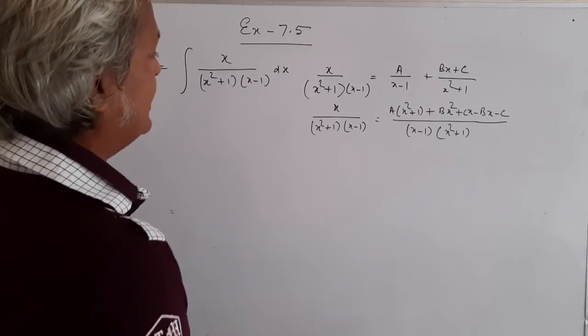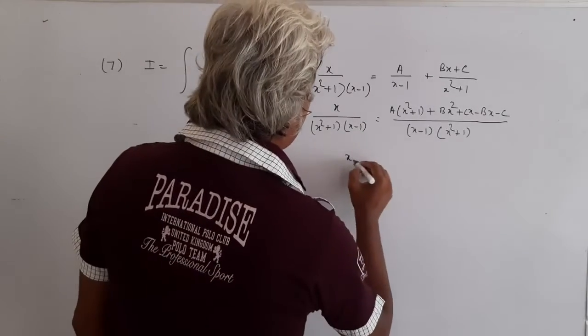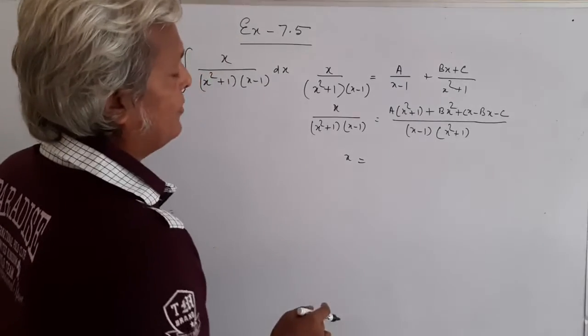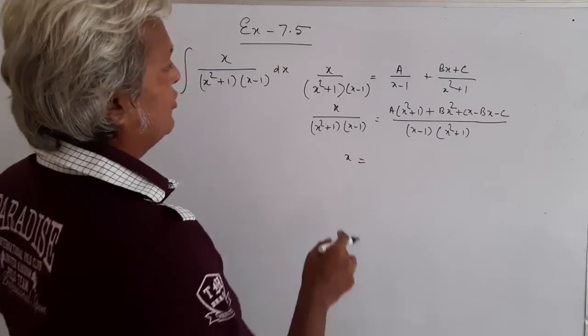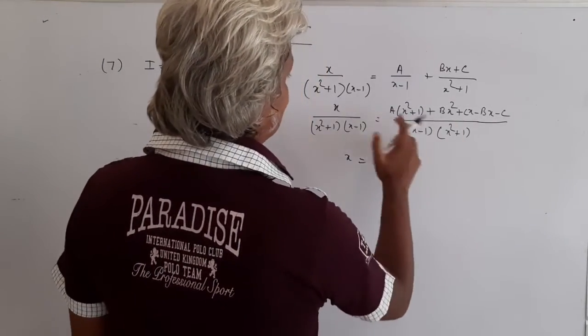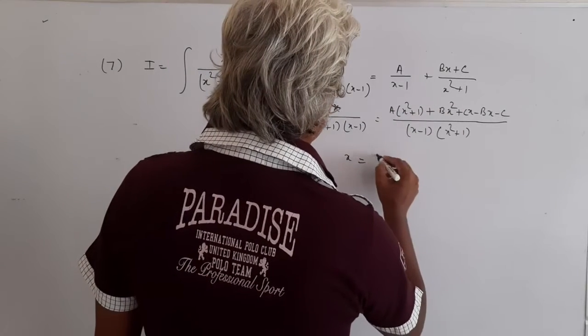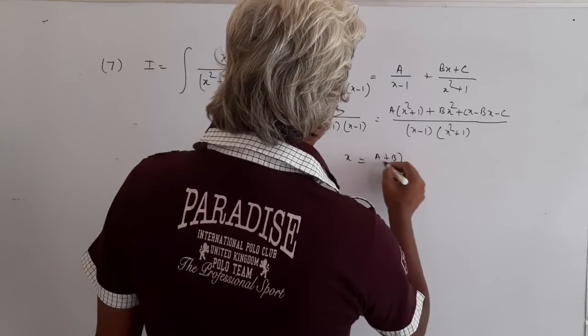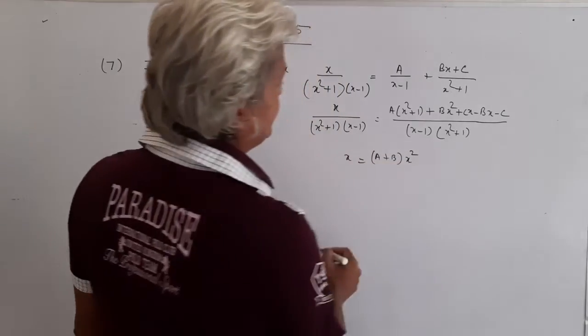Now compare the numerators only, so write x equal to, and at the same time make a proper grouping of the coefficients. Like terms, like ax square and bx square together, write (a plus b) x square.